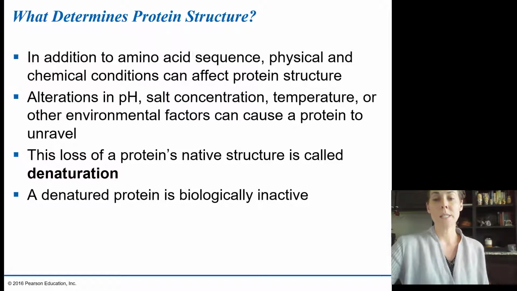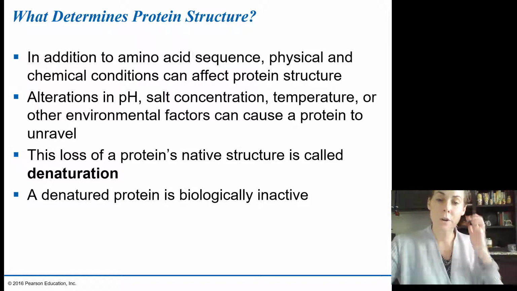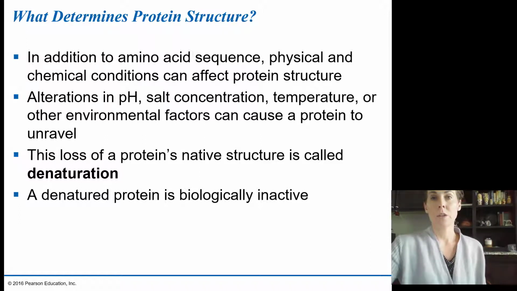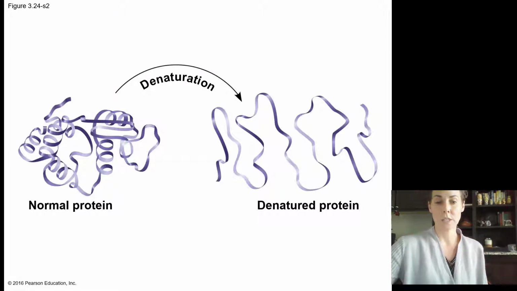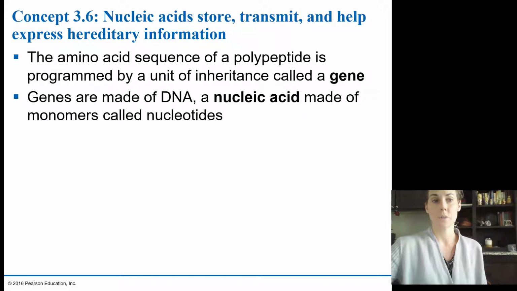The loss of a protein's native structure is called denaturation. It is not usually permanent. A denatured protein is inactive, but usually it can become renatured. You have really curly hair, you straighten your hair, you've denatured it. You wash it again, the heat is gone, and now it's renatured back to its original state. So a normal protein can become denatured, but it can also be renatured.